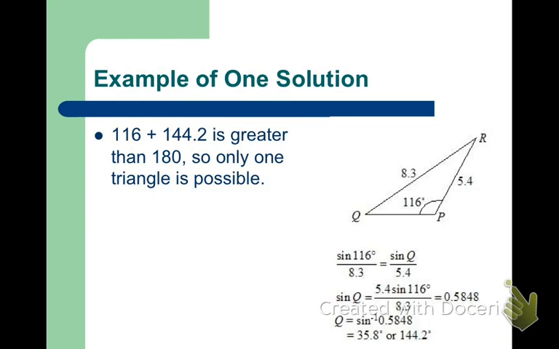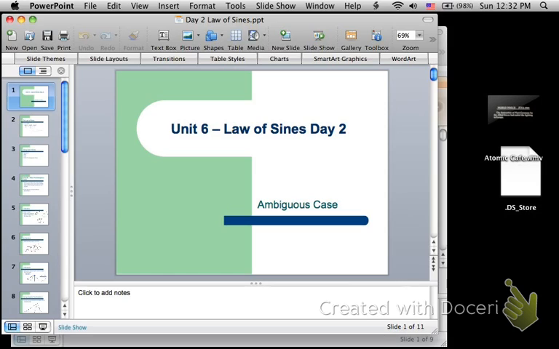When they solved this one, sine of 116 over 8.3 equals sine of q over 54, the first solution that we got was 35.8. 180 minus 35.8 left us with 144.2. When we take that with the original angle, we get a number greater than 180, which means we don't have enough degrees left over to give us an angle R, so there's only one possible triangle. That's it for this. I know that was a little bit lengthy, but it's a tricky subject, so we're going to spend some time in class practicing it.